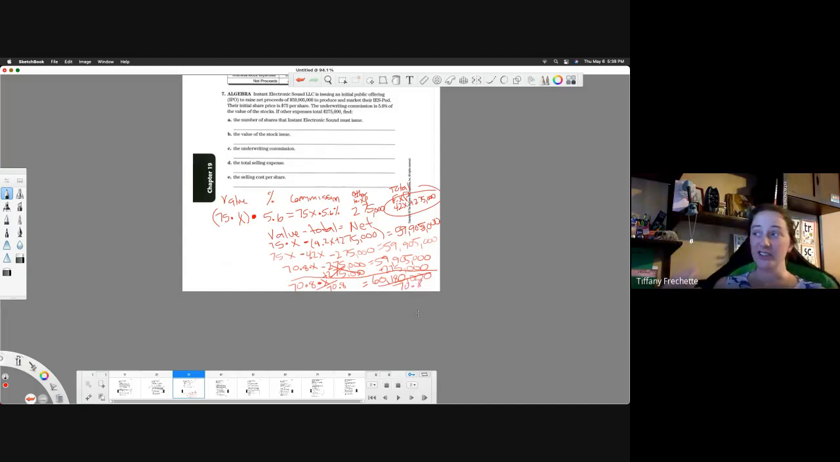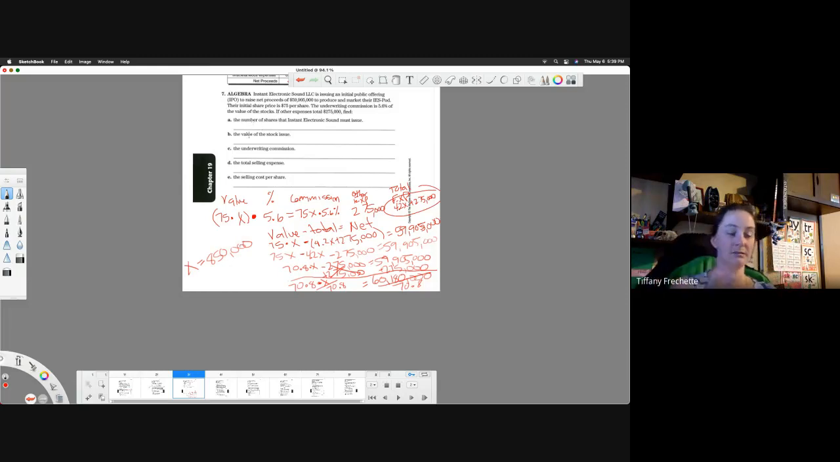So you're still going to get a pretty decently big number here, but it's going to definitely be smaller than 60 million at this point because I'm dividing by 70. So X ends up being 850,000. This is how many shares need to be issued. Okay, so we need 850,000.